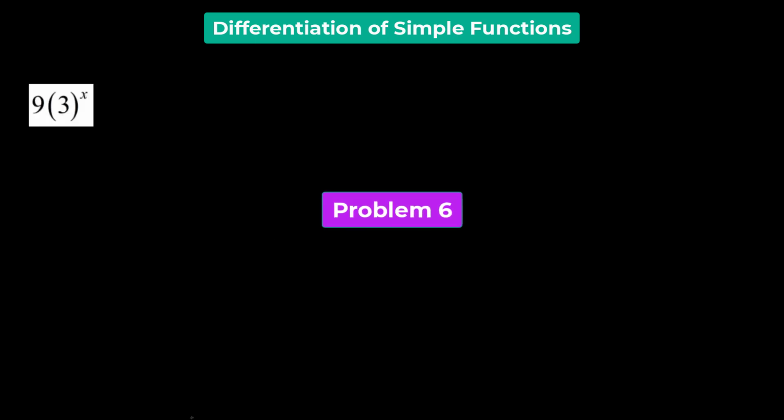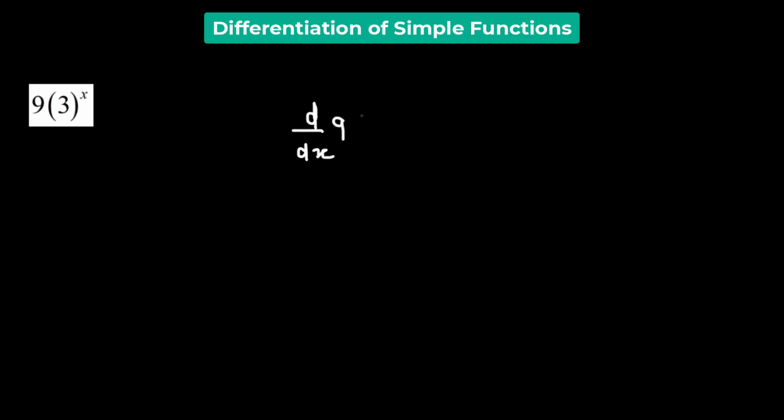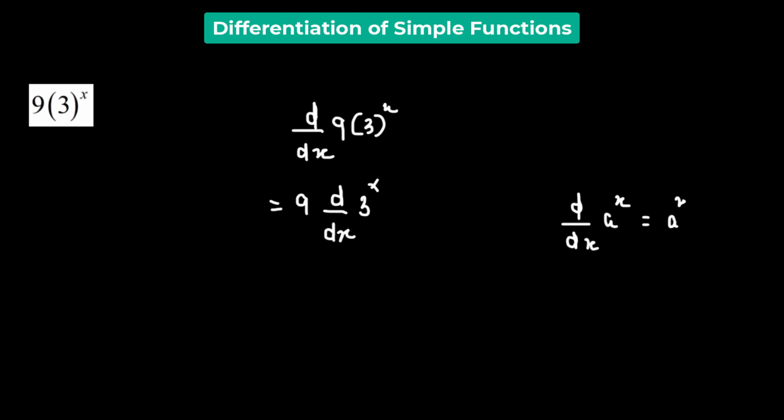So here we have the function 9 times 3 raised to the power of x. We need to determine the derivative of the given function. Immediately, what we can do is pull out the constant 9 from the function, so we'll be left with the derivative of 3 raised to the power of x. Let me write the general form: the derivative of a raised to the power of x is simply equal to a raised to the power of x times the natural log of a.